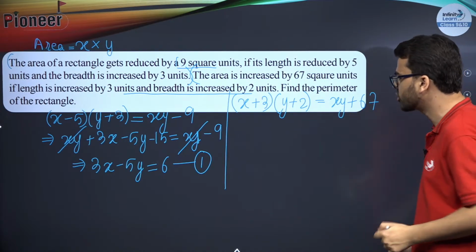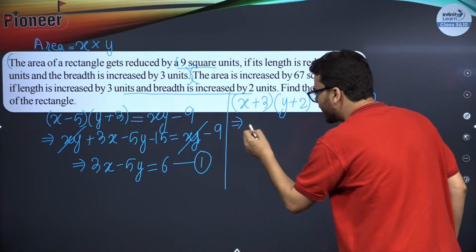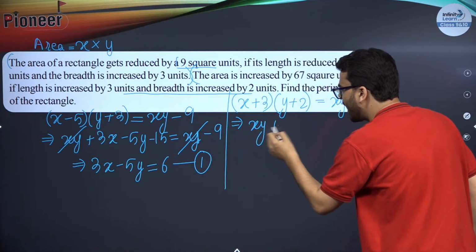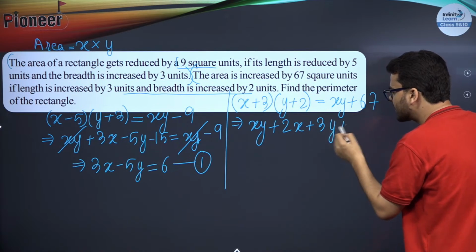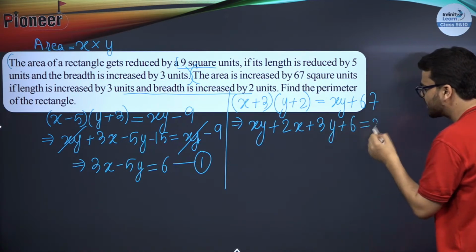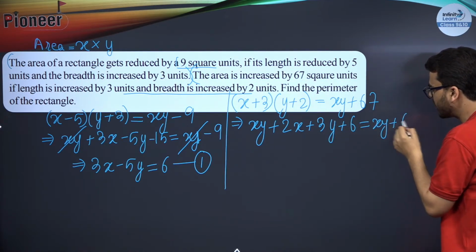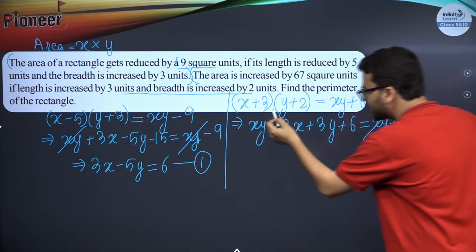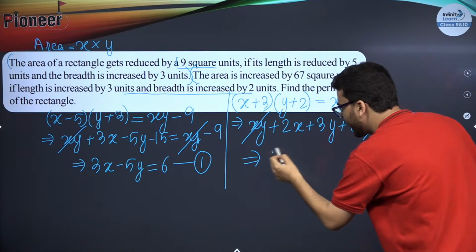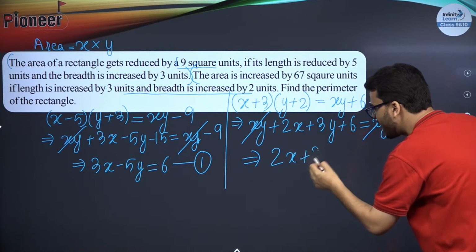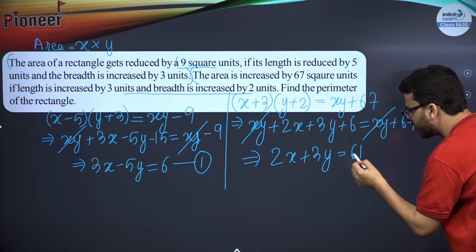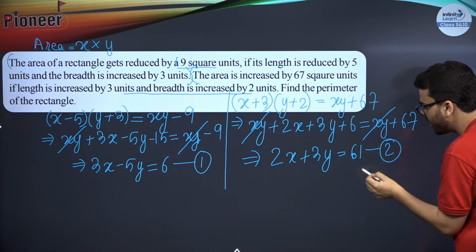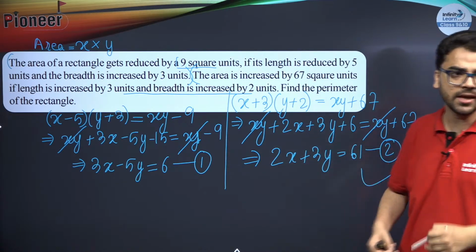The equation formation. Now I can simplify this thing, you will get xy, open up the bracket, xy plus 2x plus 3y plus 6, and that is equal to xy plus 67. So this is the equation over here. Over here you can cancel out xy. So you will get 2x plus 3y and that is equal to 61. This is the second equation. Any doubt in the equation formation, guys? Any doubt in the equation formation?